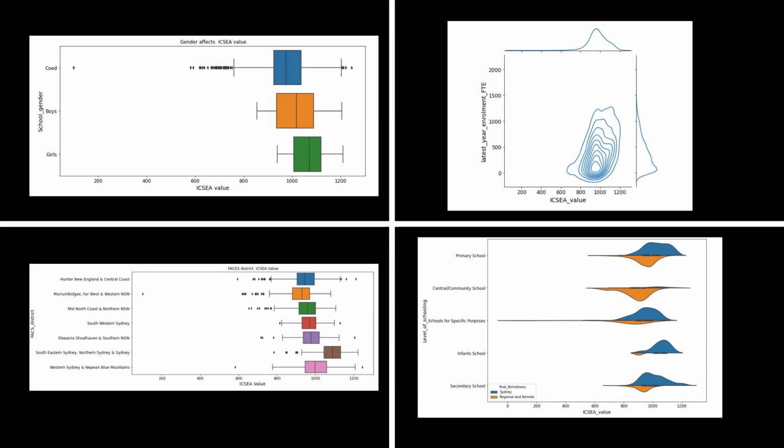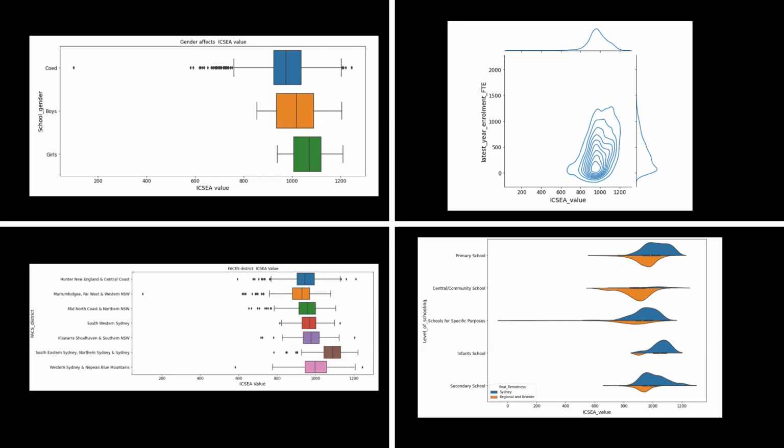We can see also that gender does not influence the ICSEA values significantly, but there is a slight difference between boys and girls, with girls performing better than the boys. The remoteness in the state clearly showed that the schools with similar backgrounds in the two different groups are led by the Sydney metropolitan region.